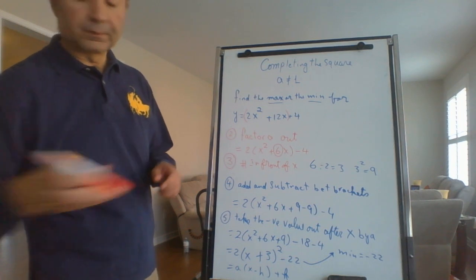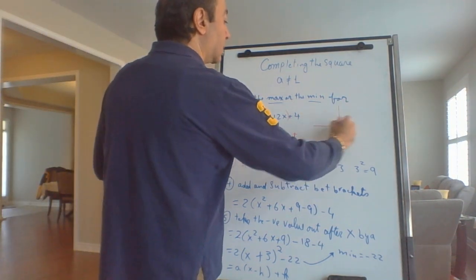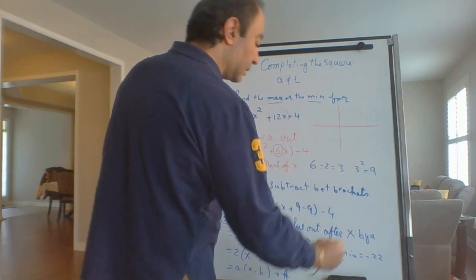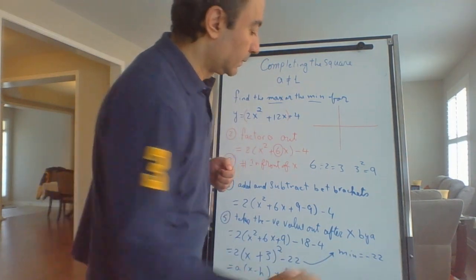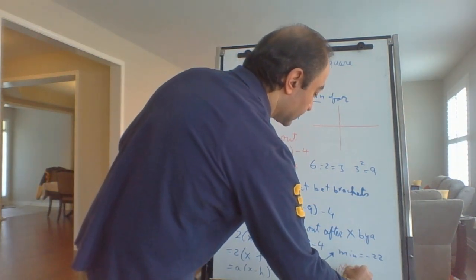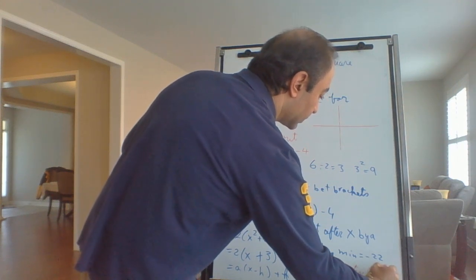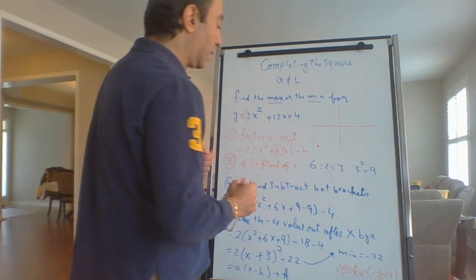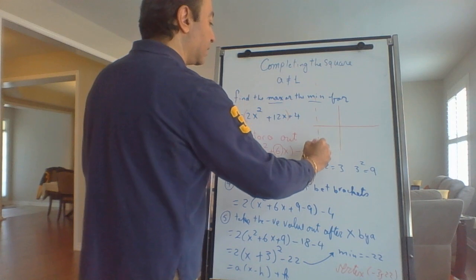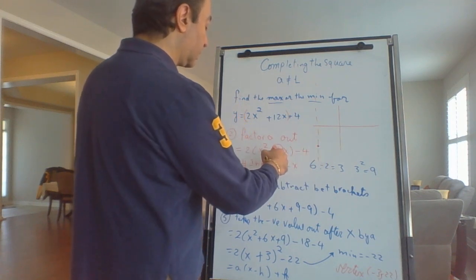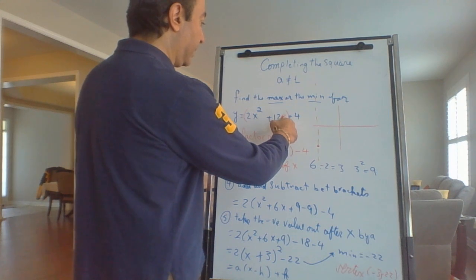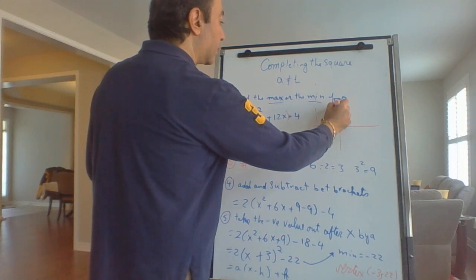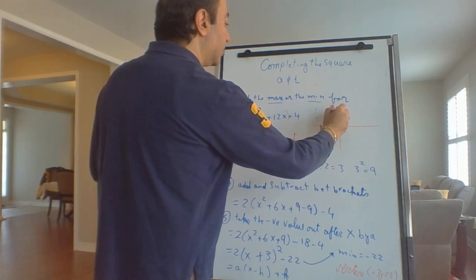What I'm going to do first, I will plot the vertex. So I have the vertex at negative 3, negative 22. So I will plot this negative 3 and negative 22. Then this will be the axis of symmetry as well. I know that this will cut the y-axis at 4, so I have a point here at positive 4.